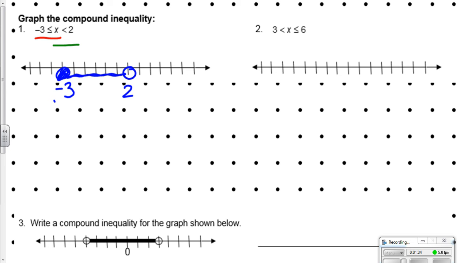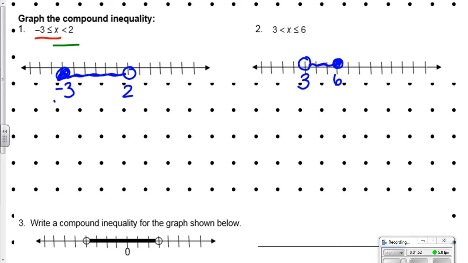Simple as that. So let's look at number 2 without doing it the long way. We're going to put our two numbers down. We've got 3 and we've got 6. We want x to be in between those, right? We need to look at the signs to see what kind of circles we need. x is supposed to be just greater than, not equal to, 3, so I'm going to have an open circle. And then x is supposed to be less than or equal to 6. Okay, so closed circle, shade in between.